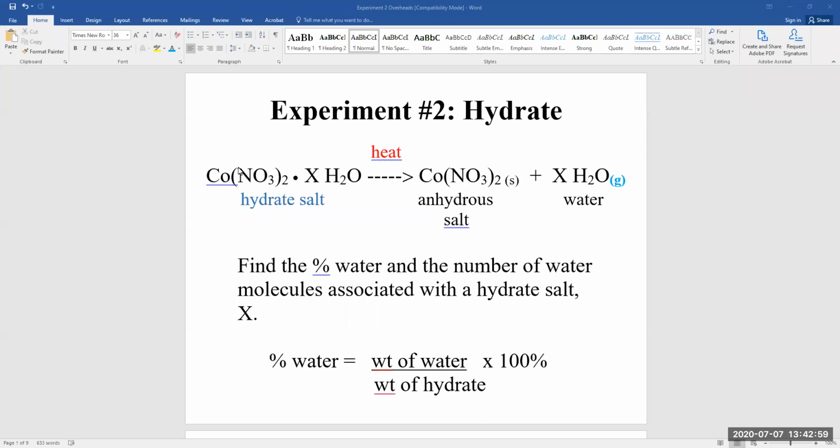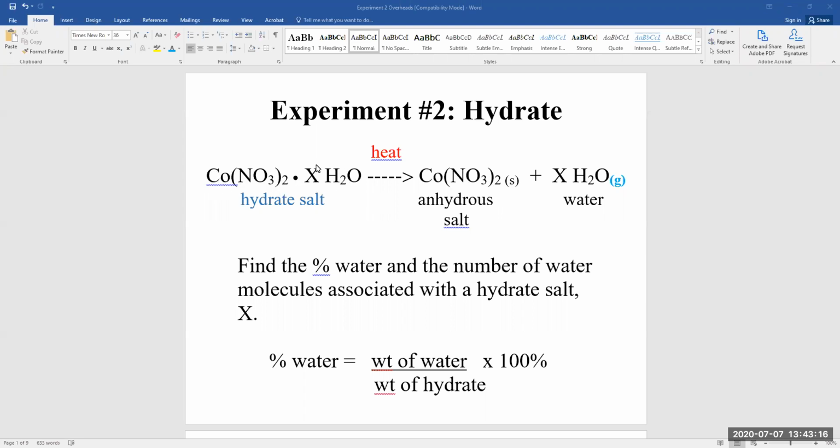Now, please be aware, this is not the salt you'll be using. This is an example. The formula for the salt you'll be using will be given to you in the lab report and in the experiment. So the goal for the experiment is to find the value of X.